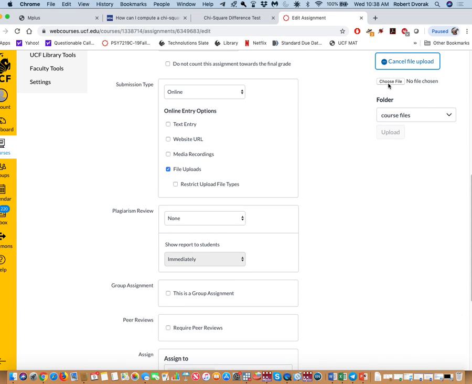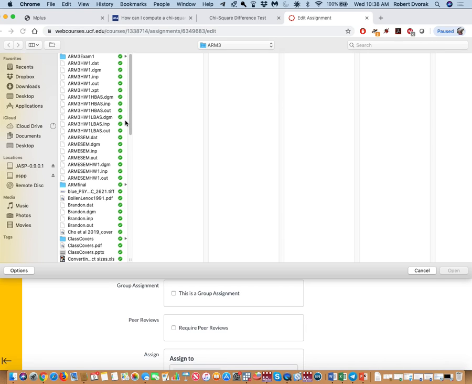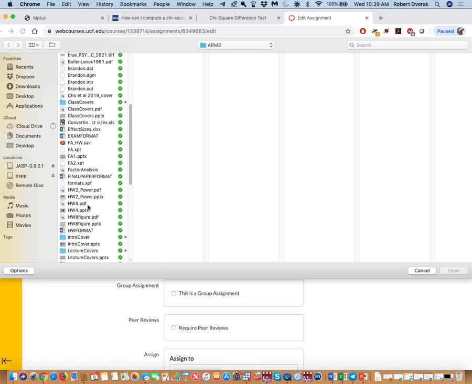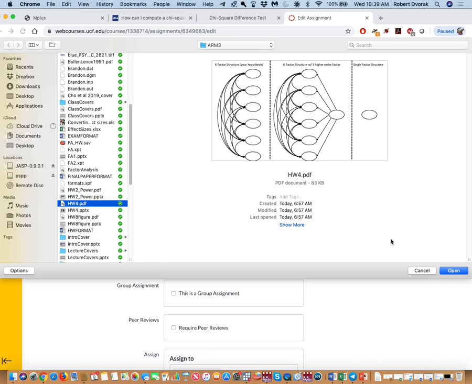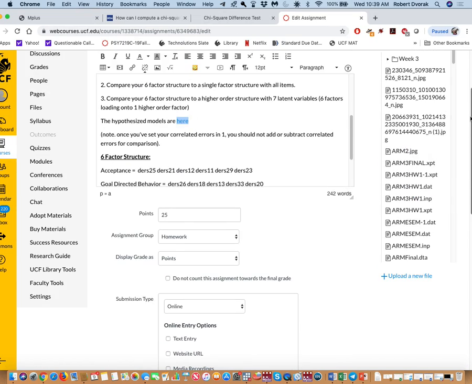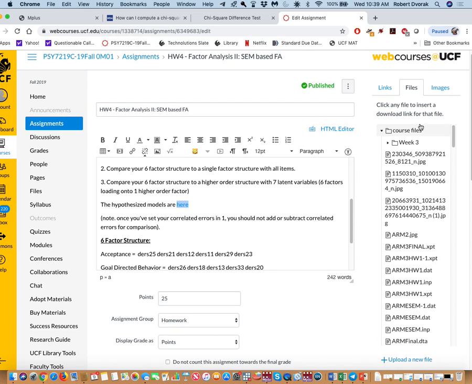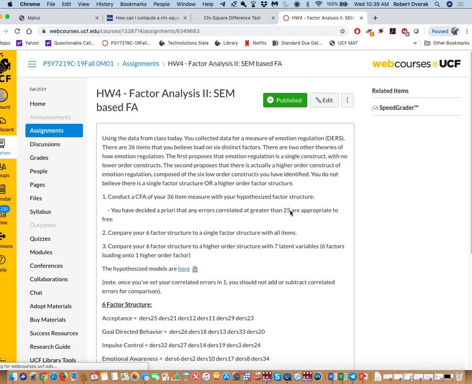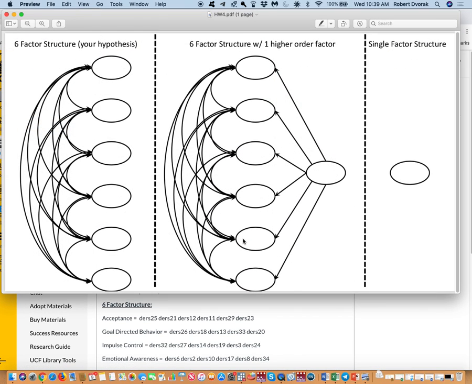Because I told you guys that I would try and add these homework for PDF. Oh, I bet I did not. Okay, so it's there. Now let's go save. Okay. This is what you guys are going to be testing for your homework this week. Just FYI, it's all in there. Single factor versus 6 factor versus 6 factor with higher order factor structure.